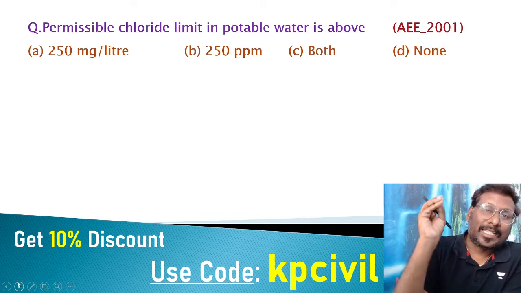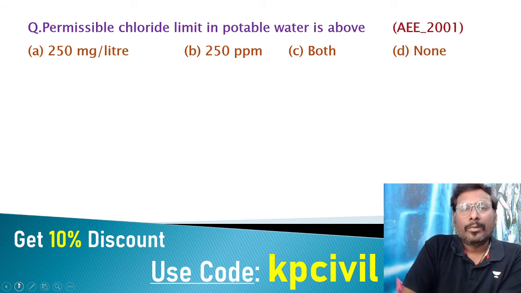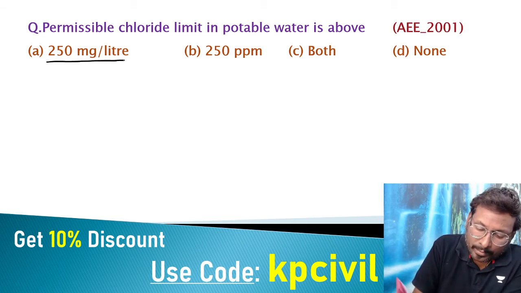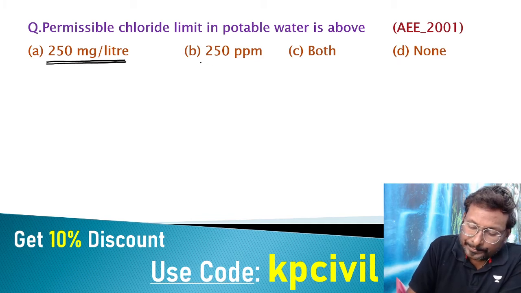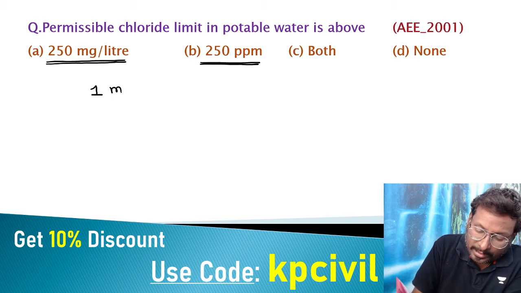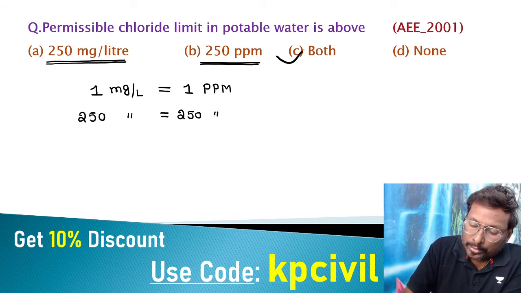Permissible chloride limit. See guys, how many questions are coming from IS 10500 limits. These are very important for you. Permissible limit of chloride in potable water: 250 mg per liter, 250 ppm. 1 mg per liter is equal to 1 ppm. So 250 mg per liter is equal to 250 ppm. So both will come.